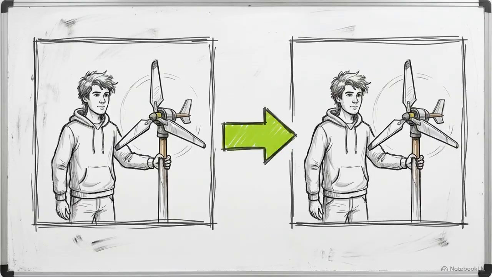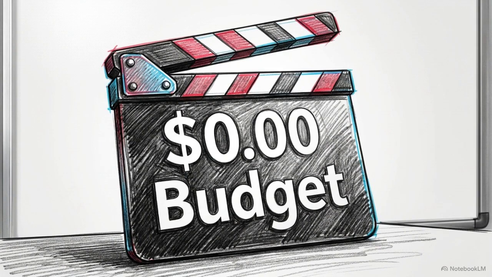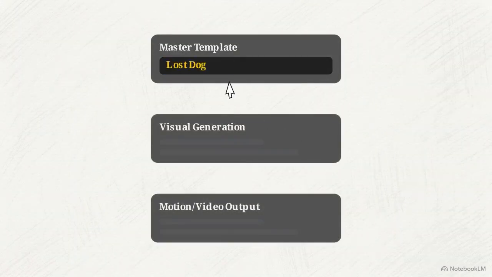Adhering to a static visual anchor alongside specific motion constraints tames the unpredictable nature of AI video generation. You just built a professional asset without spending a dime. This logic scales easily to any concept. You just swap out the initial text input in the master template.